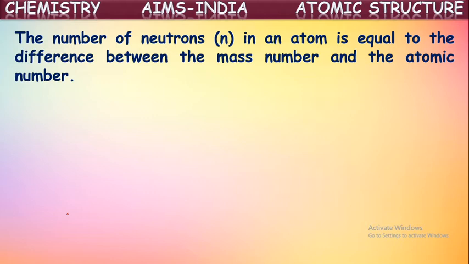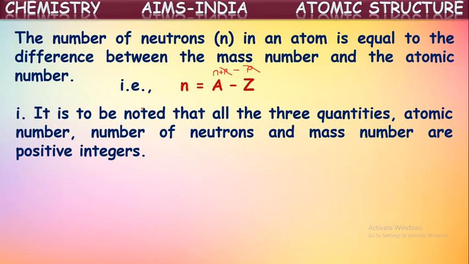So it can be written as an equation like this: number of neutrons n is equal to mass number, that is neutrons plus protons, whereas atomic number represents only number of protons. So number of protons plus number of neutrons minus number of protons. Finally what we get? Number of neutrons. So number of neutrons can be simply calculated by using the formula mass number minus atomic number. Okay.